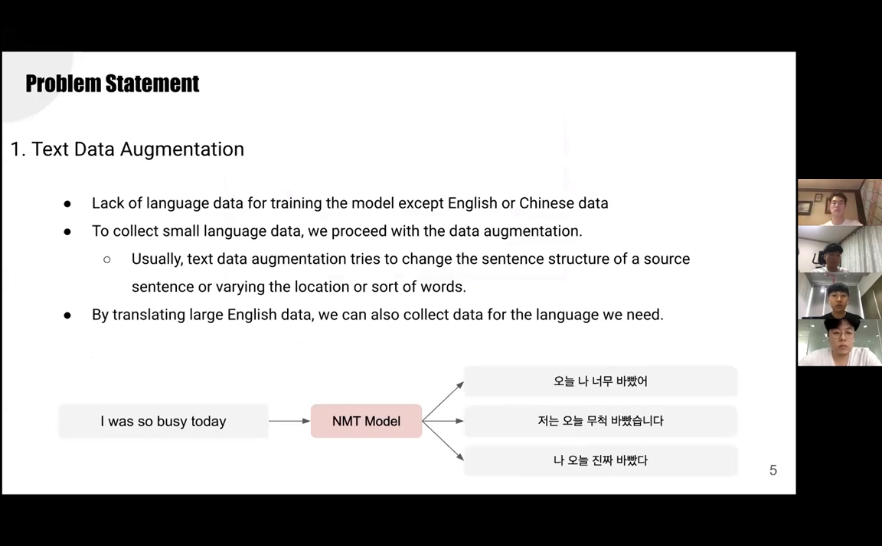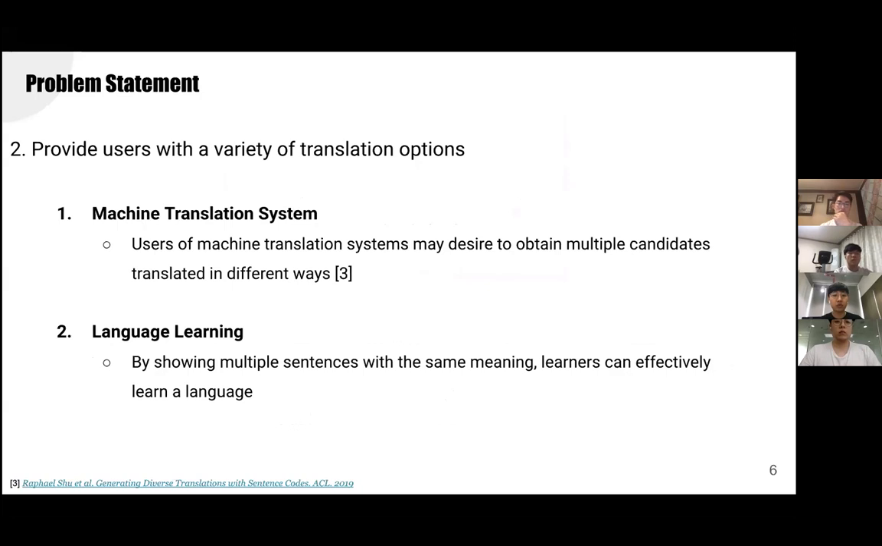The generation of various translations is largely helpful in two ways. First, this can be used for text data augmentation. We can collect language data more enriched than simple data augmentation by translating English large language data. And second, it can provide users with various translation options. For example, users may desire to obtain multiple translations, or if a language learning system can show multiple sentences with the same meaning, learners can effectively learn a language.